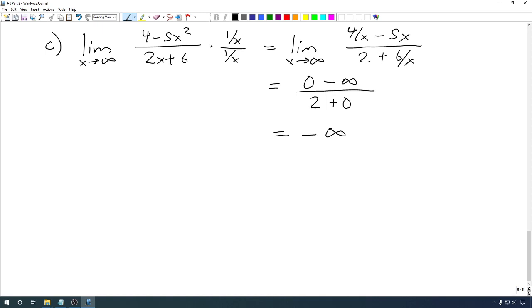Now, I think the book actually wants you to say that the limit doesn't exist in this particular case, which is technically true. We don't consider negative infinity or positive infinity as actually being numbers that are limits of the function. They're just useful shorthands to tell us what the function is doing.